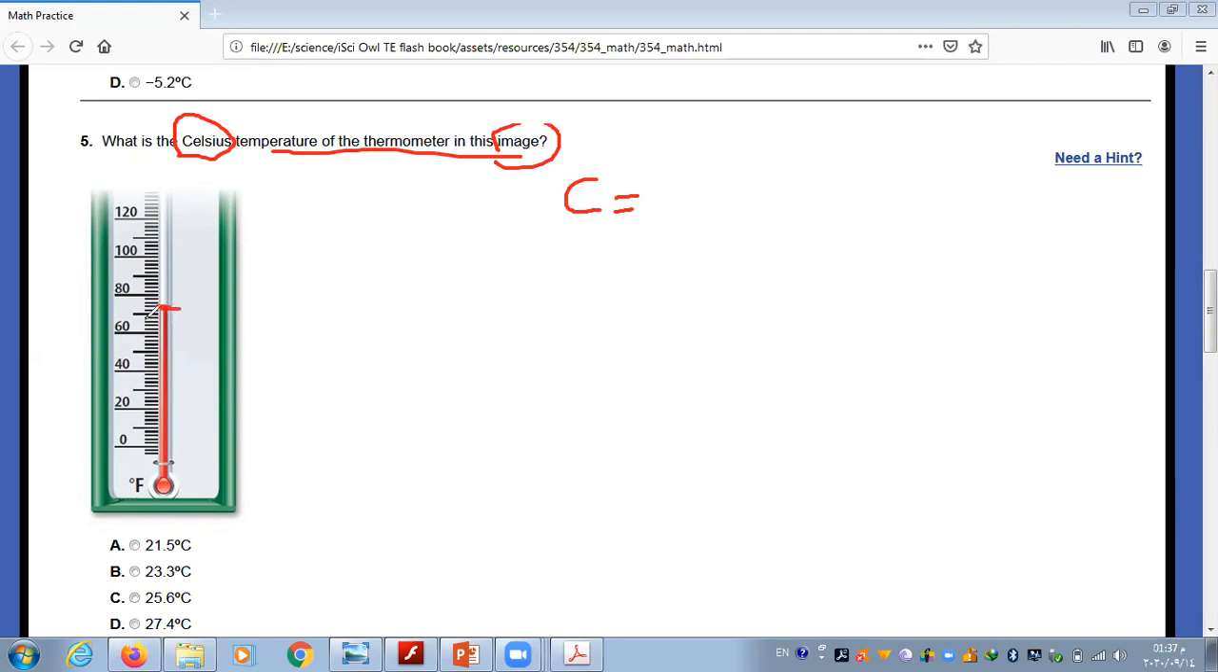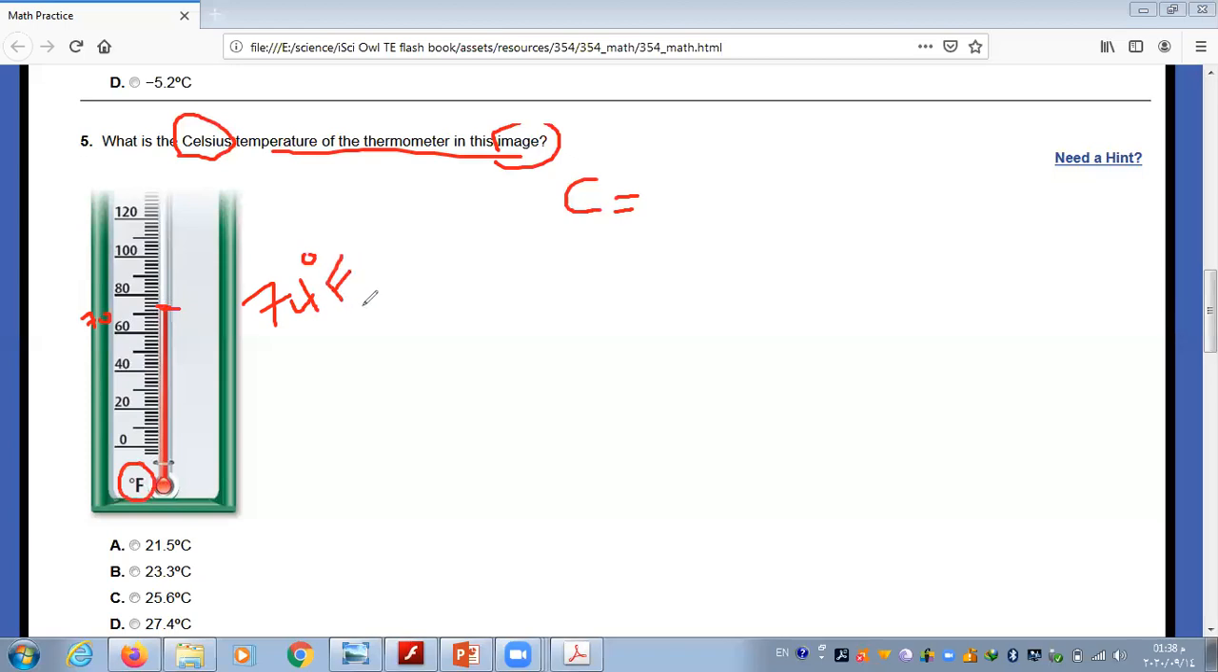What is the value of this one? This is 60, the next one is 70, then 80, right? In between, over 70, we have 2 lines, so it will be 74. But pay attention, it is 74 Fahrenheit.